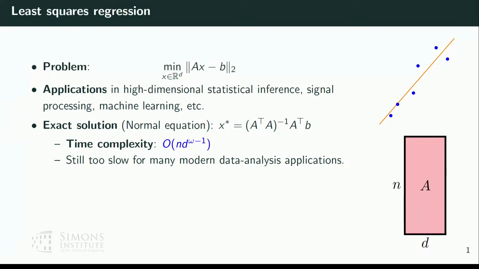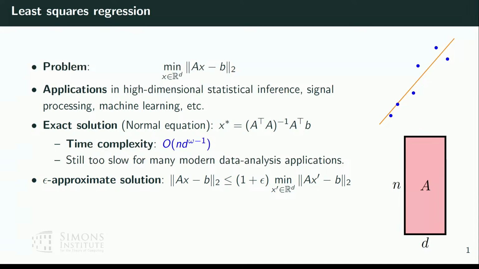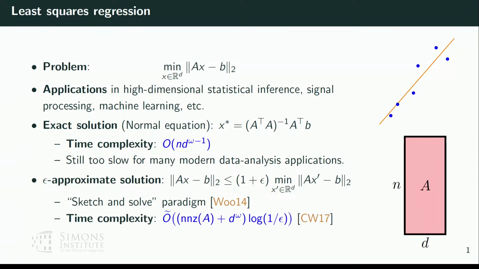Okay, but often this is still too slow for many modern data analysis applications. And often in real life, we're happy to just get an epsilon approximate solution. Here we define an epsilon approximate solution to be a vector x such that the norm of Ax minus b is at most 1 plus epsilon times the optimal value. If we are happy with epsilon approximation, then we can use the sketch and solve paradigm. The best running time right now is nearly linear in the input size, basically nnz(A) times log 1 over epsilon. Note that the dependence on epsilon is also logarithmic.